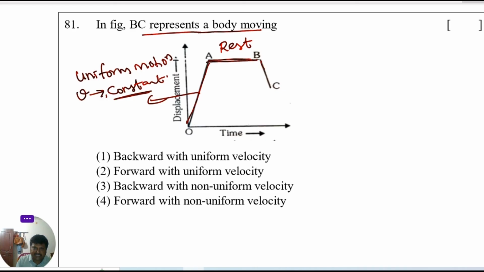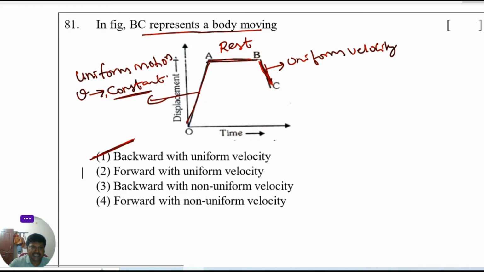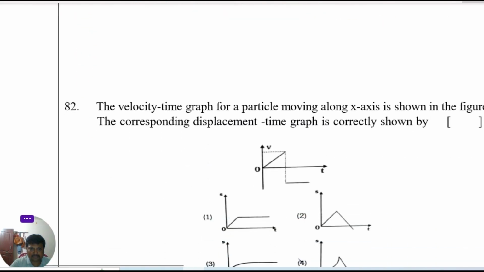But observe BC. Here the graph is a straight line, which means the body is moving with uniform velocity only. Here the body is moving away from the origin, but here the body is moving towards the origin. Towards the origin means the body is moving backward with uniform velocity. Option 1 is the right answer. Next, go to the 82nd question.